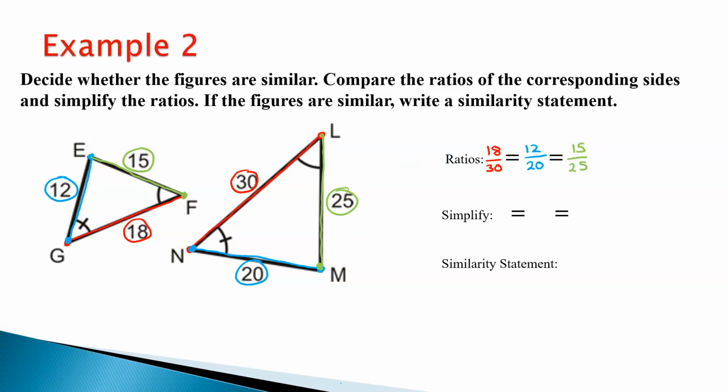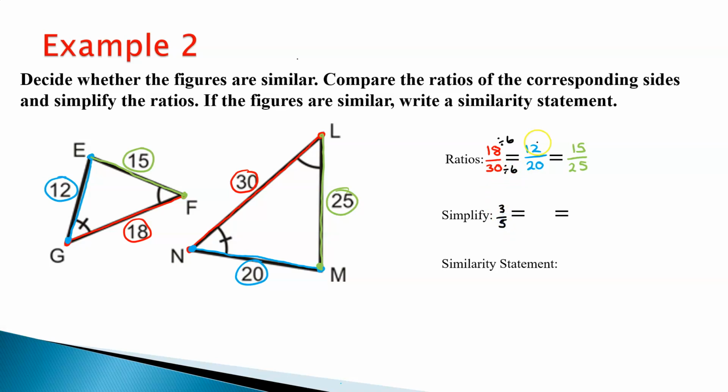Okay, so there's my proportionality statement. All I want to do now is go through and simplify those fractions. When I simplify those fractions, if I get the exact same thing, I know that they're going to be similar. So let's simplify this first fraction, 18 and 30. I can divide that by 6, I think that's the biggest number I can simplify by. 18 divided by 6 is 3. 30 divided by 6 is 5. So my first fraction is 3/5.